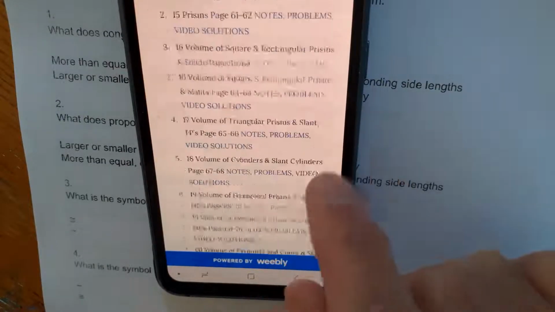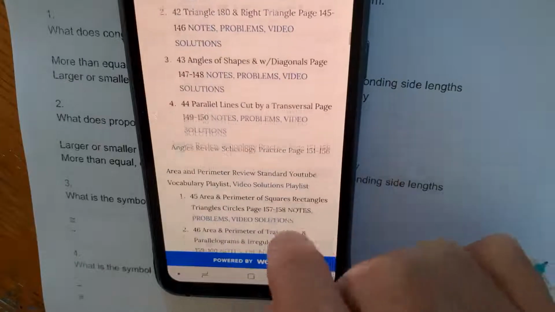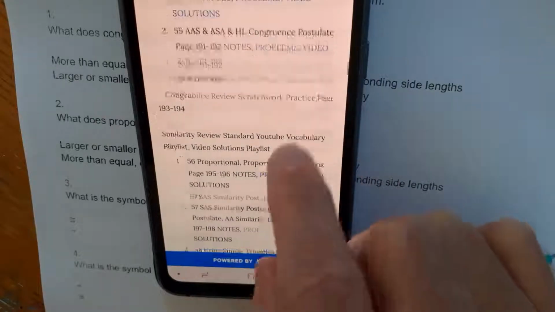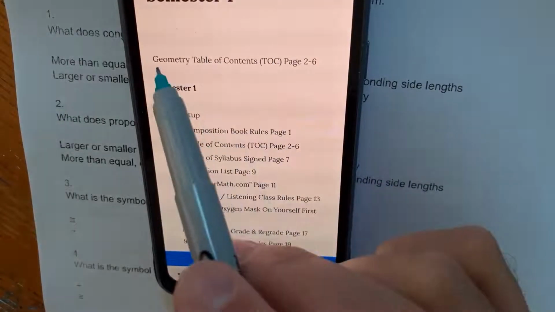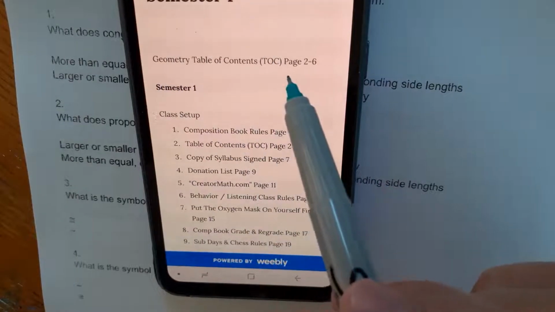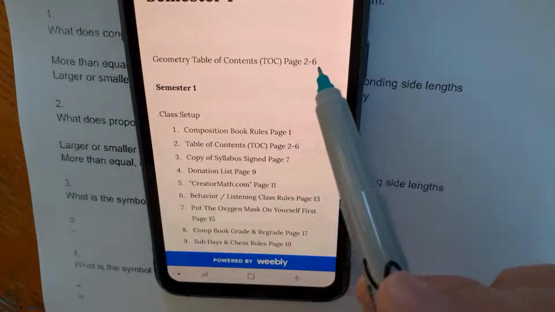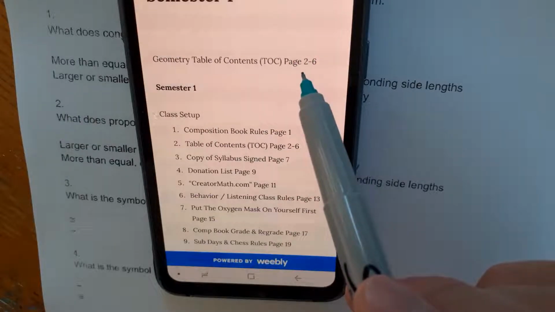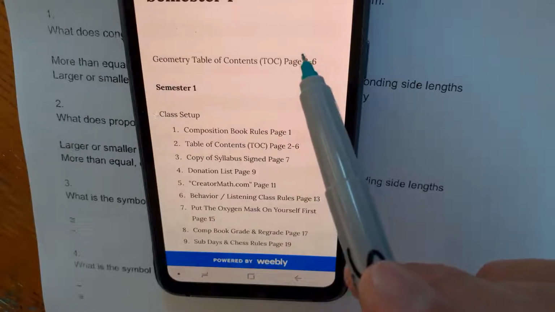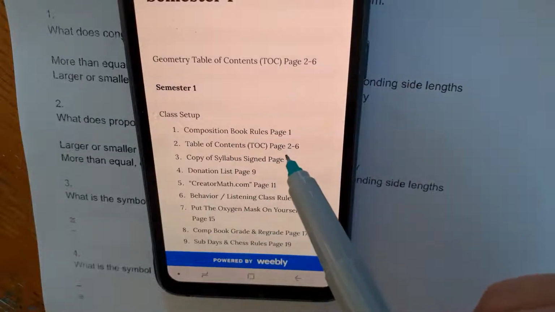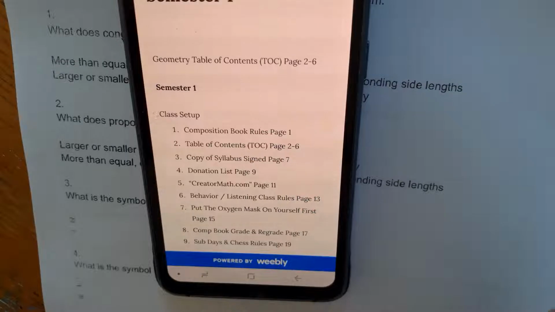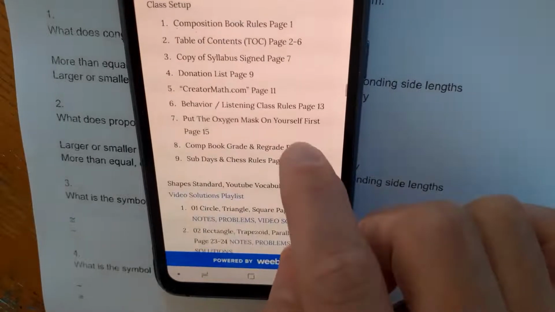So now we're going to scroll down to the table of contents, we call it, for the semester we're in. Please pay attention to that. And this video happens to be for this semester, semester 1. It's geometry table of contents, and this should have been written by you on pages 2 through 6 of your comp book. Please see the directions back where we just were. And please write all these lines in, and it has all the page numbers for where everything goes in your comp book. This is how you understand what do I put on which page.